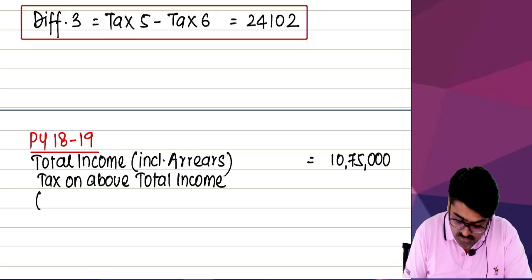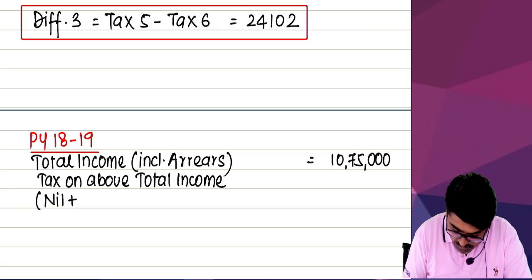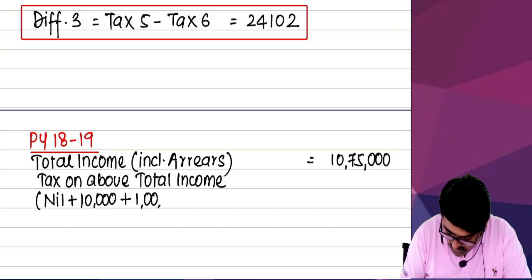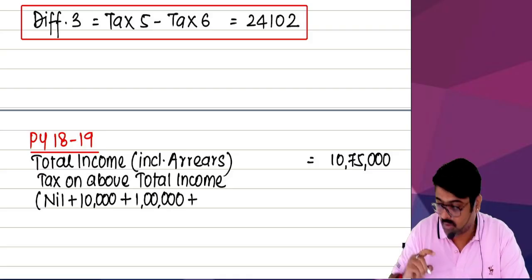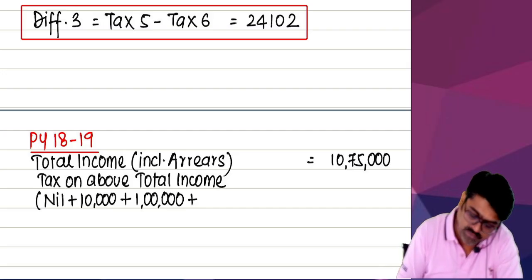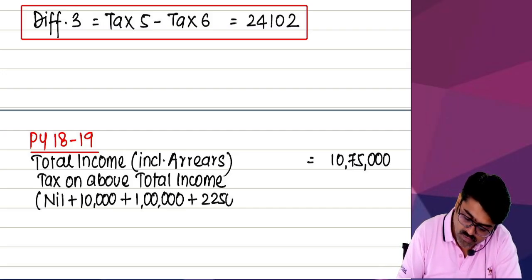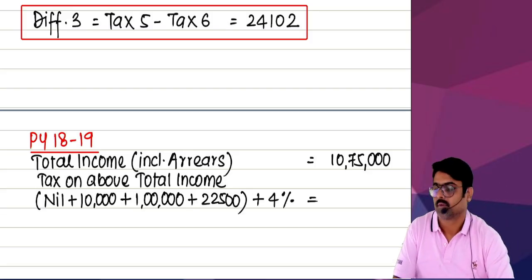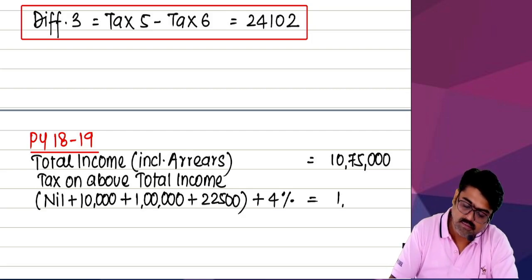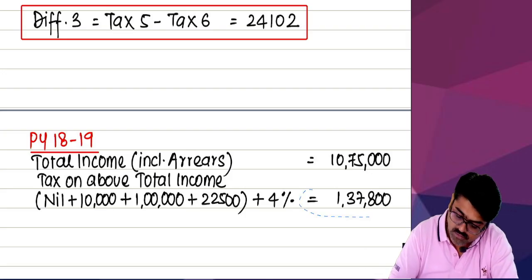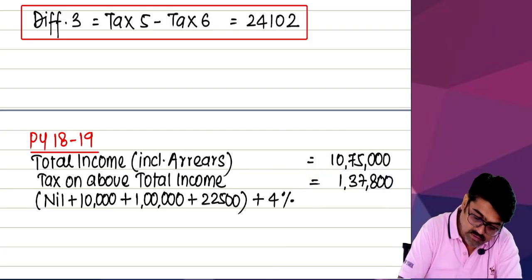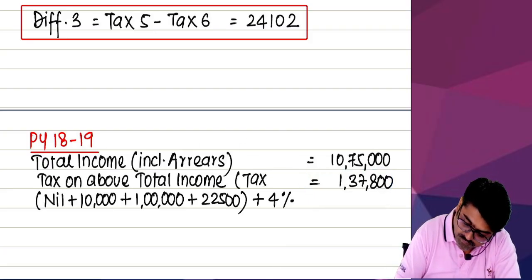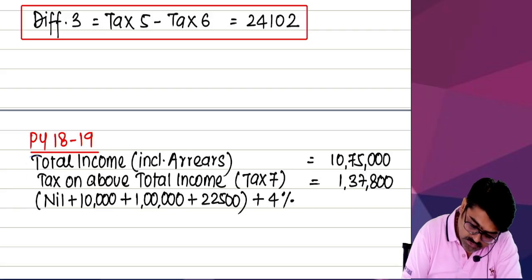Okay, no? So it will be nil plus 10,000 plus 1 lakh. And how much is the total income over and above 10 lakh? 75,000. On that 30% will be 22,500. On this entire tax, now you will apply 4% cess. 1,37,800. This is my tax 7. Yes or no?